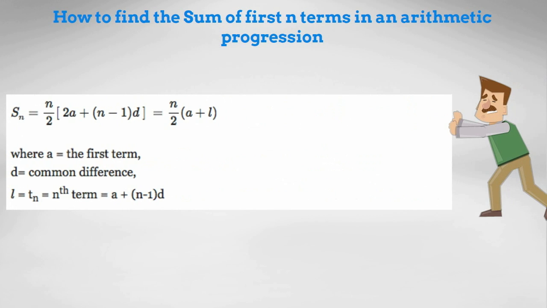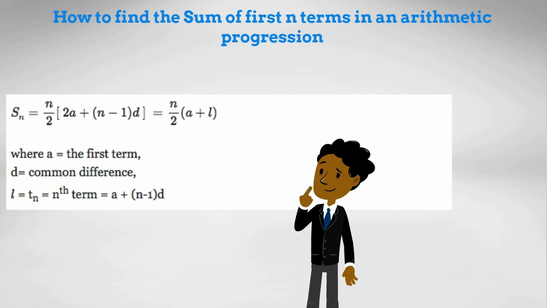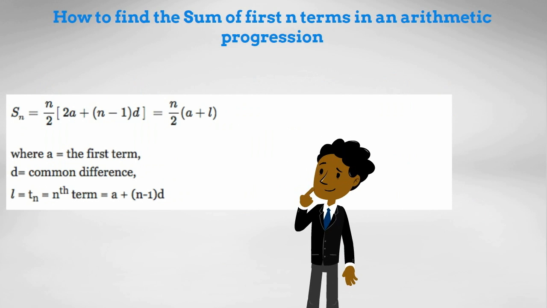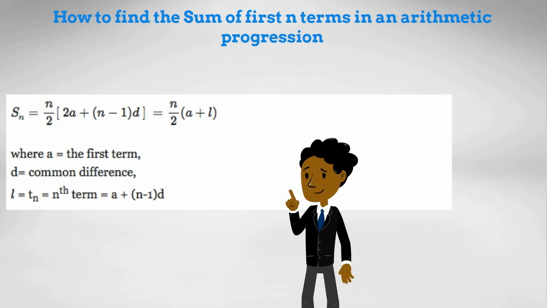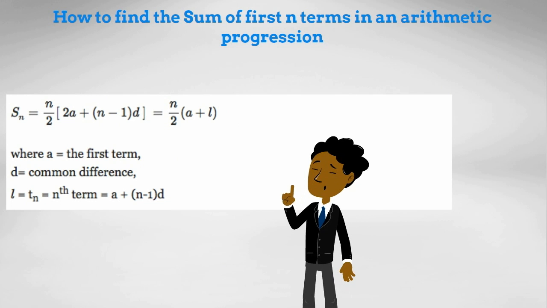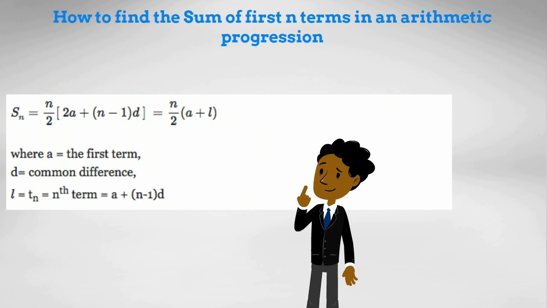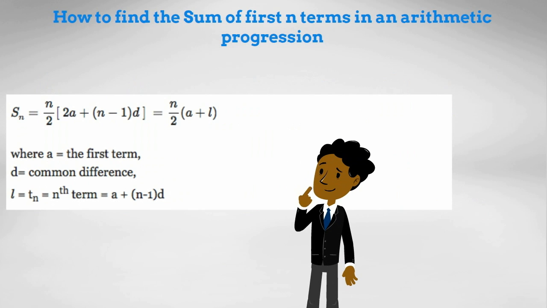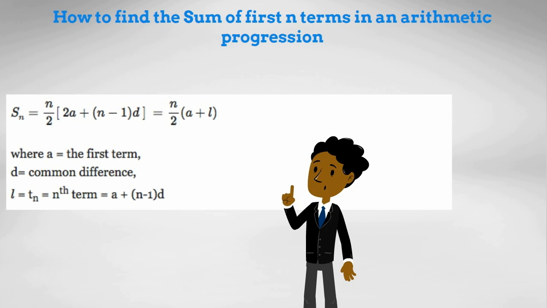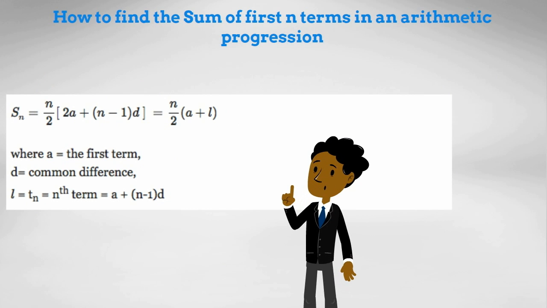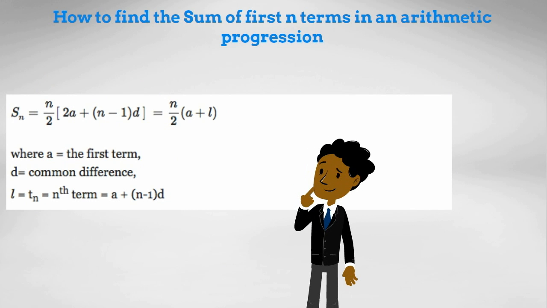The next concept to understand is how to find the sum of first n terms in an arithmetic progression. So for this we use a very simple formula, which is Sn equal to n by 2 into 2a plus n minus 1 into d, which is equal to n by 2 into a plus L, where a is the first term, d is the common difference, and L is equal to Tn, the nth term, which is equal to a plus n minus 1 into d.